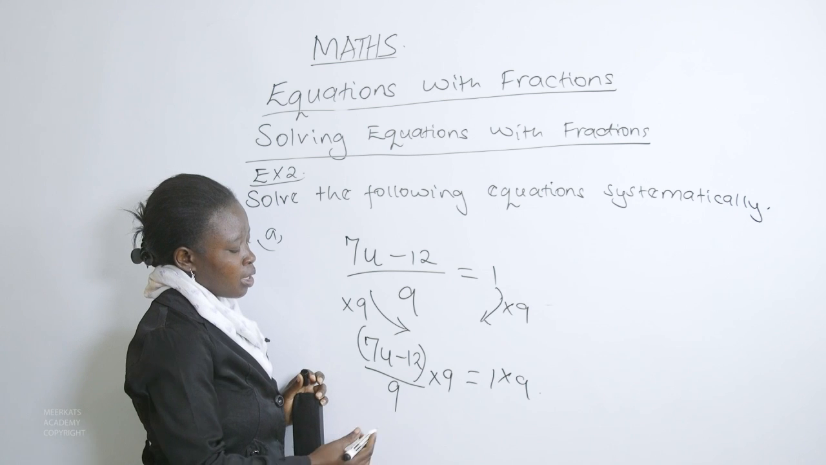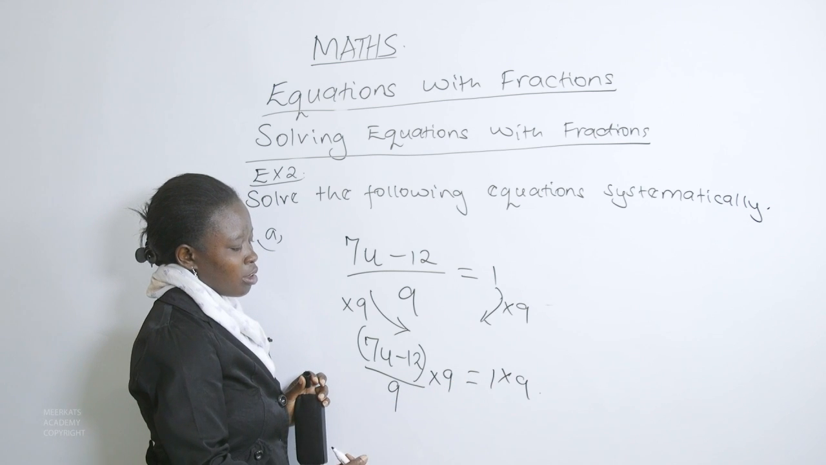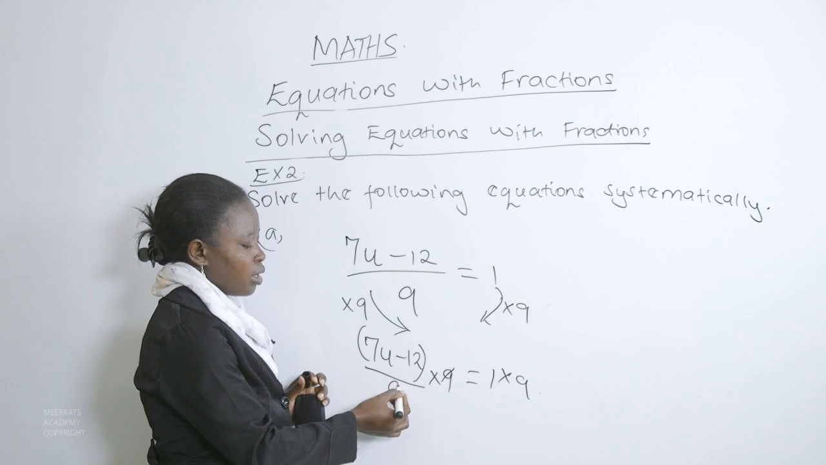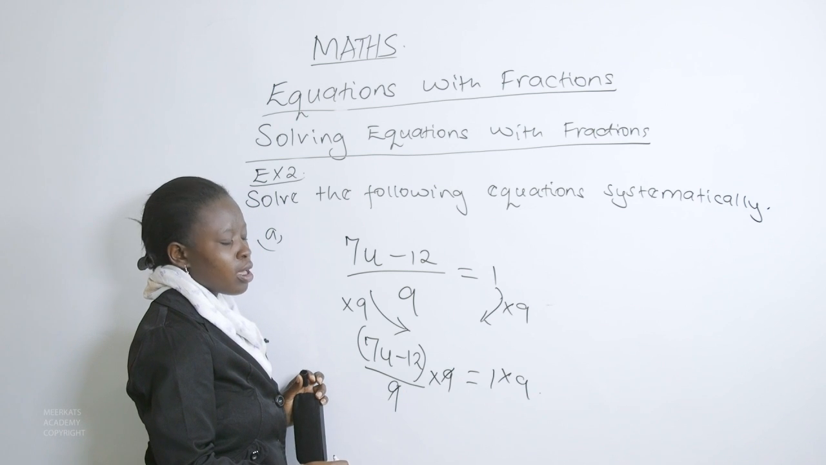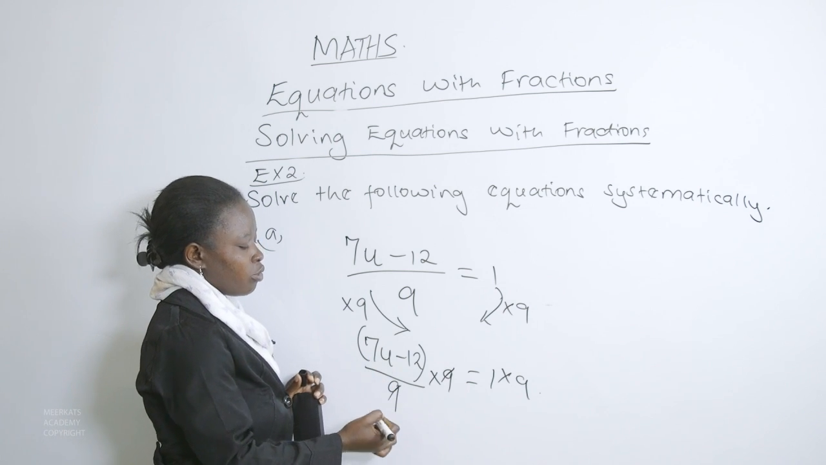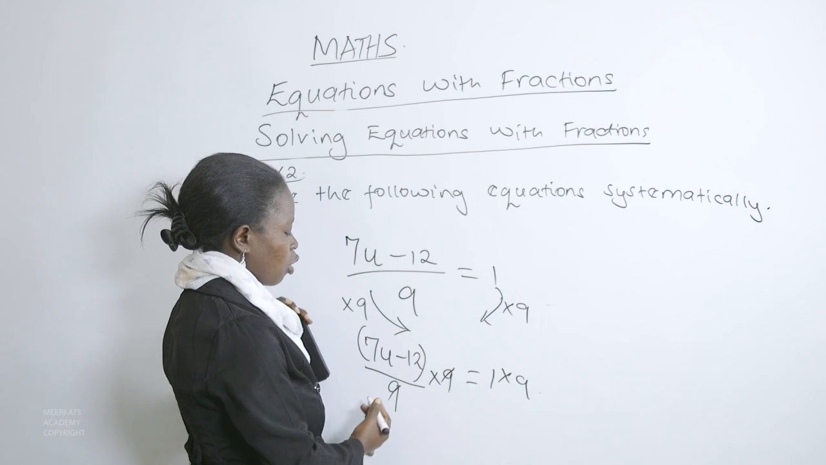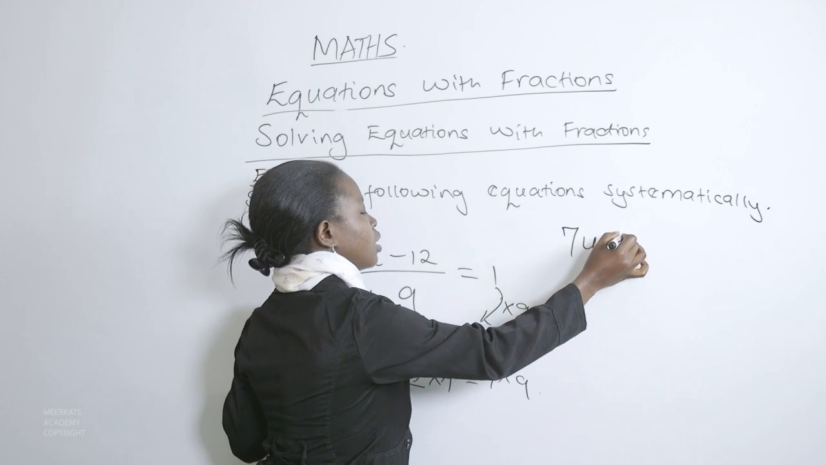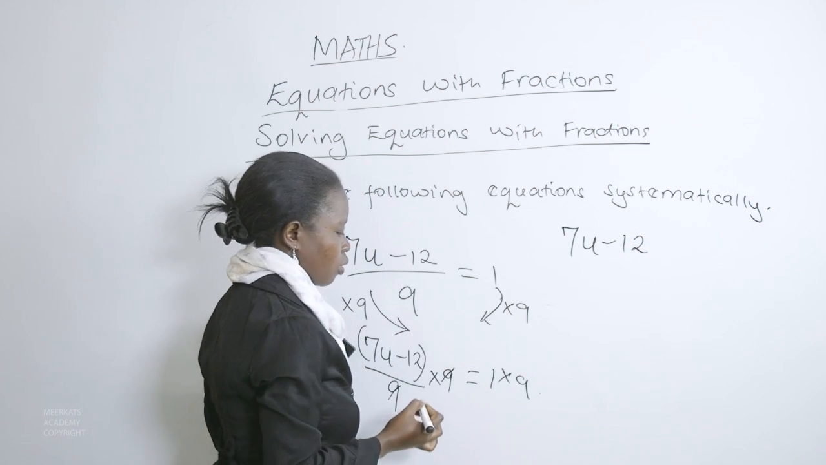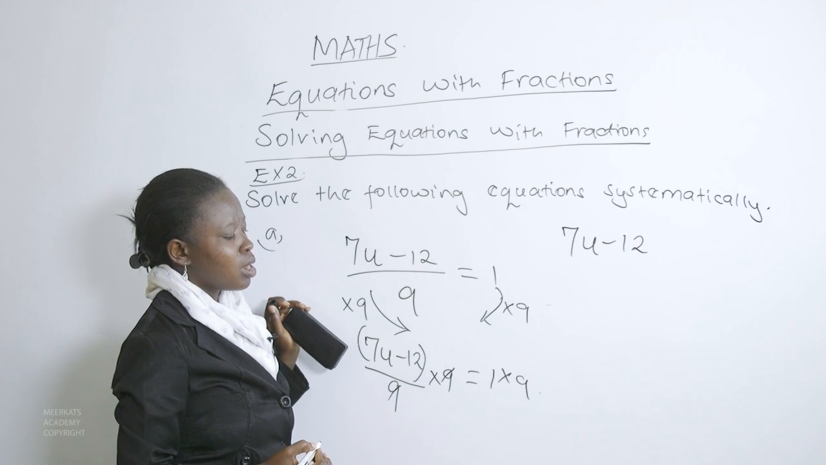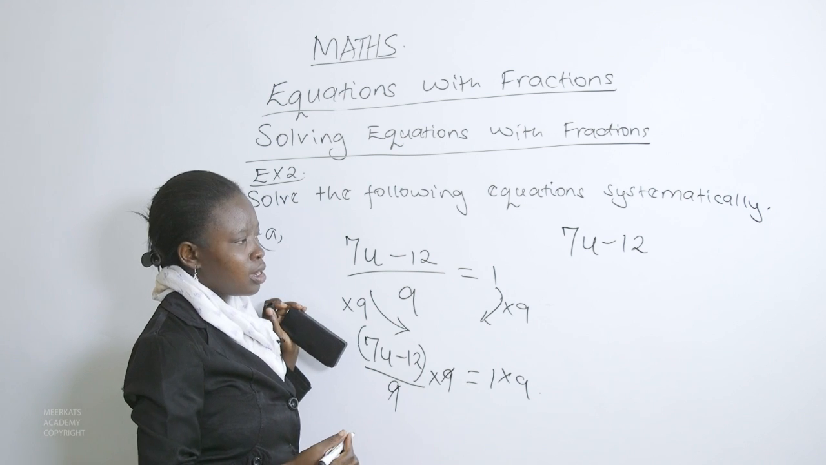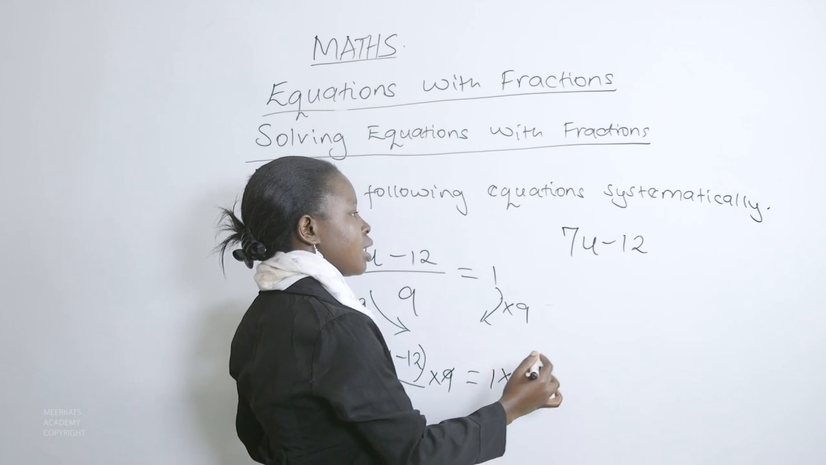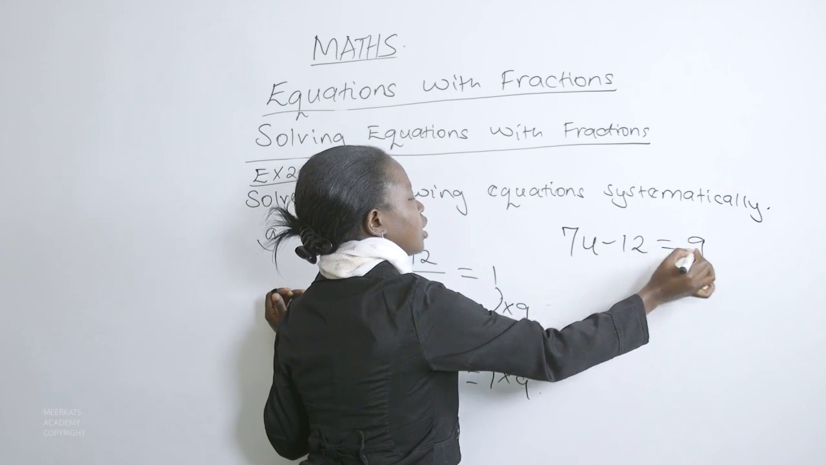When we multiply both sides by 9, then 9 and 9 on the left-hand side will cancel out, so that on the left-hand side, we are left with the following expression, that is 7u minus 12. Then on the right-hand side, 1 times 9 gives us 9.